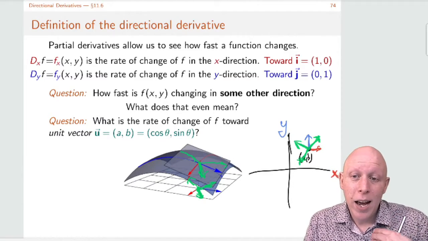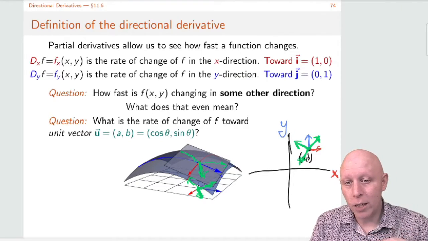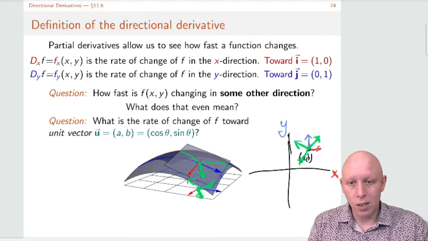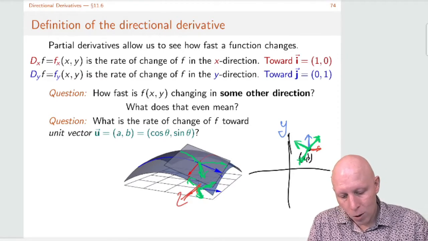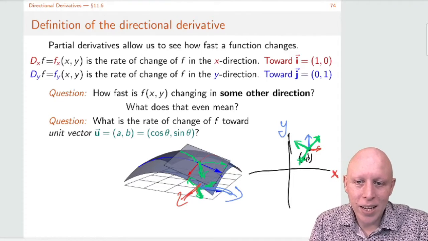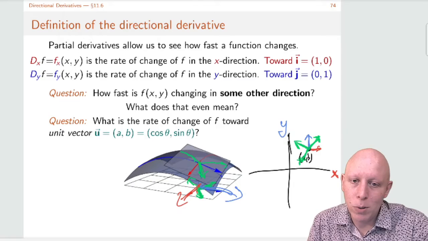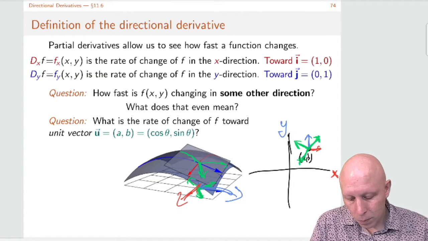And we could ask, how fast is our function changing if we walk in one of those directions instead of only in the red direction or in the blue direction, right? It feels like that's actually a pretty natural question. How does our function change if we walk in some other direction?